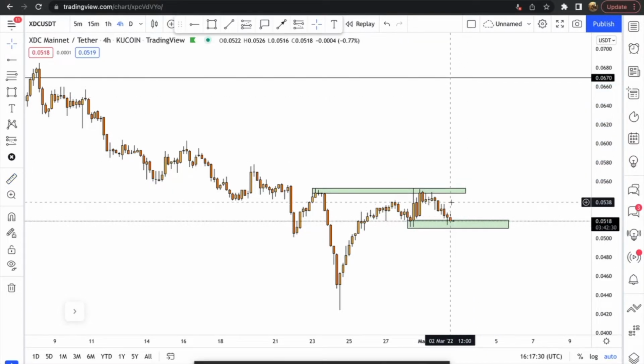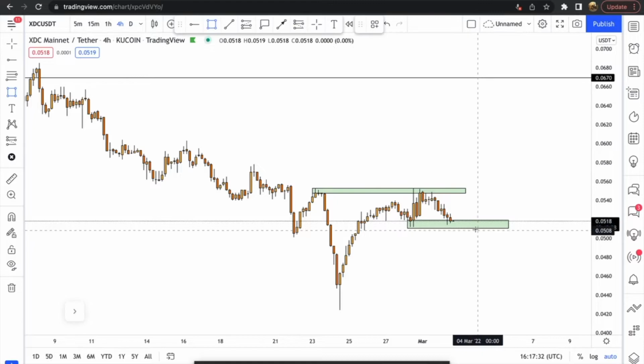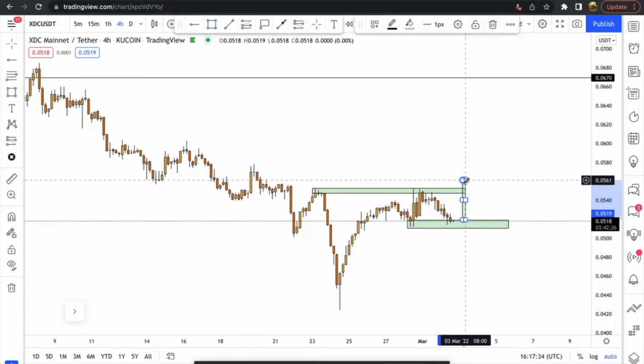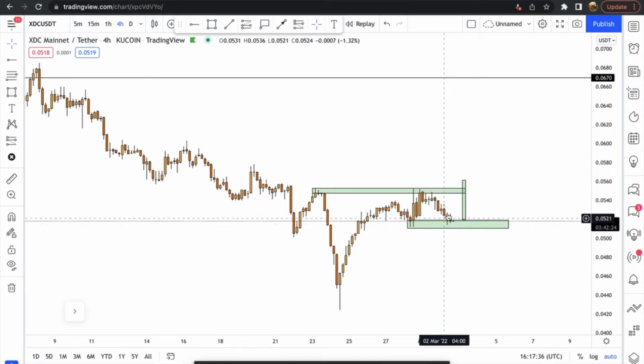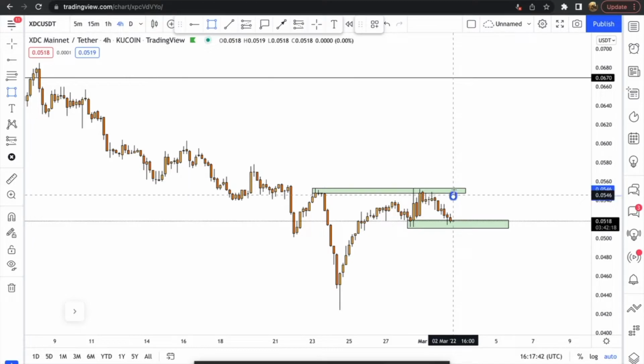If we can get a candle that pushes up from this point onwards here, like so, or say we get a few more candles, we get a few wick rejections, and then we slowly work our way back up, and then we get this break and close above here.